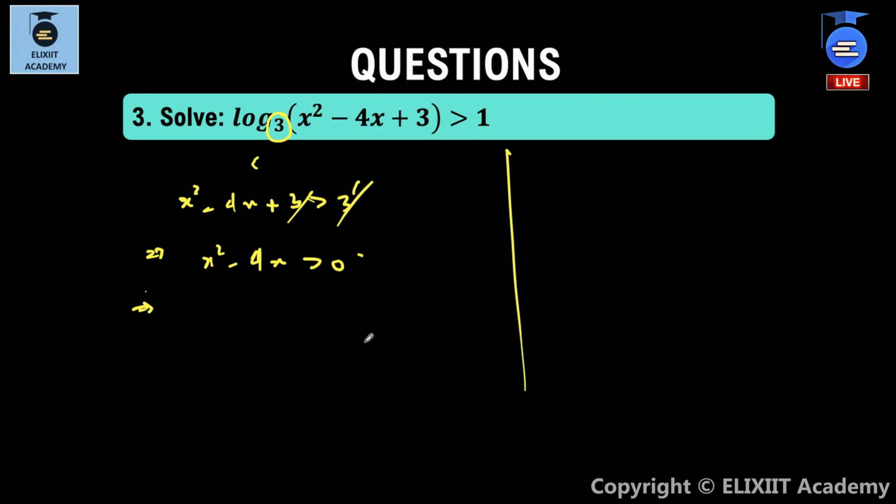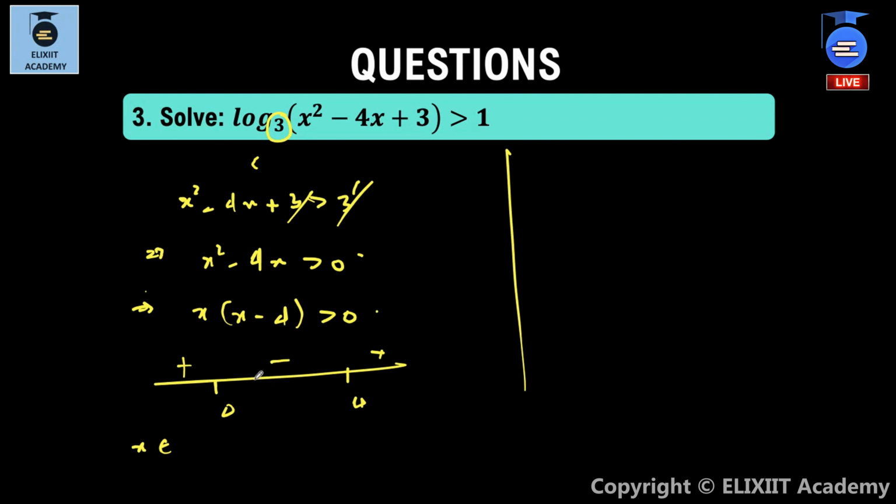How do we solve this? Wavy curve. x into x minus 4 is greater than 0. Number line: 0 and 4. More than 4, in between 0 to 4, and less than 0. More than 4, suppose 5, this is positive. Then keep on changing the sign: positive, negative, positive. So which region do we want? We need the region where it is positive. This region and this region. So x belongs to minus infinity to 0, union 4 to infinity.